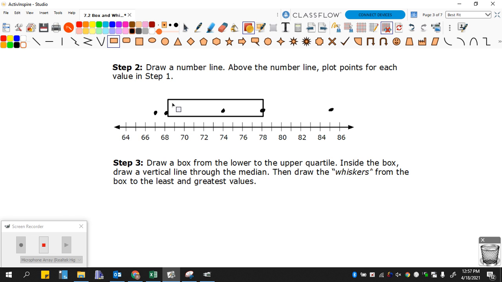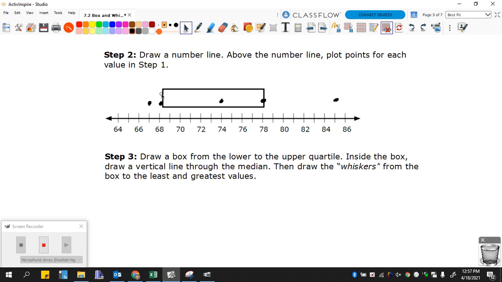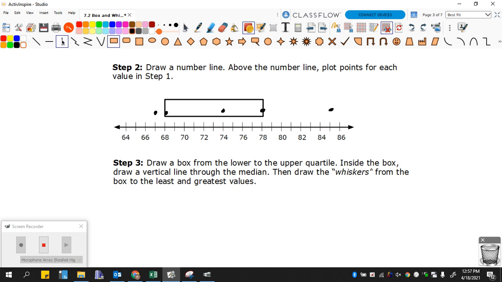And let me make that in a little bit. Okay. And then it says inside the box, draw a vertical line through the median. Well, the median is right here. Okay. So we're going to draw a vertical line through the median at 74.